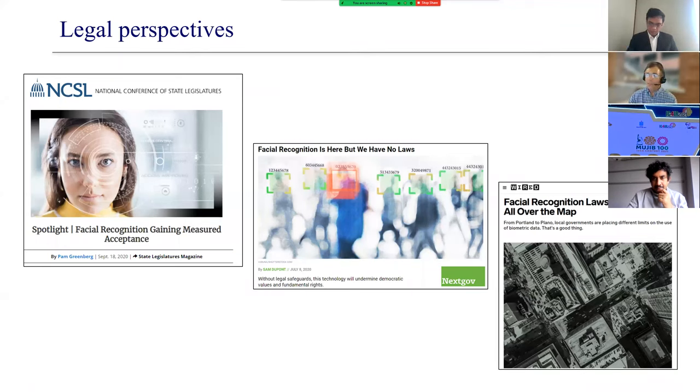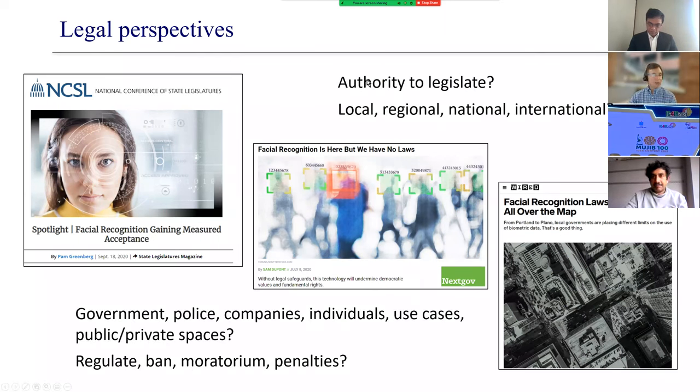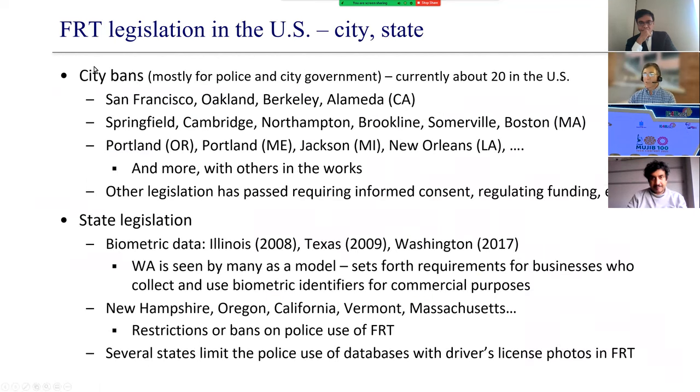So it's useful to think about who has authority to legislate in an area like this. What can be legislated? Can it be addressed towards government, police, companies, or individual use? What are the appropriate tools: regulation, banning, moratoria, penalties? There has been lots of interesting discussion in recent years about the legal aspects. As an example, in the US there are all these different city bans now, banning different things, police use, public use, and new ones coming up all the time. There's also state legislation. I'm going to talk a little more about the Illinois state legislation, but there are others as well, and more coming all the time.